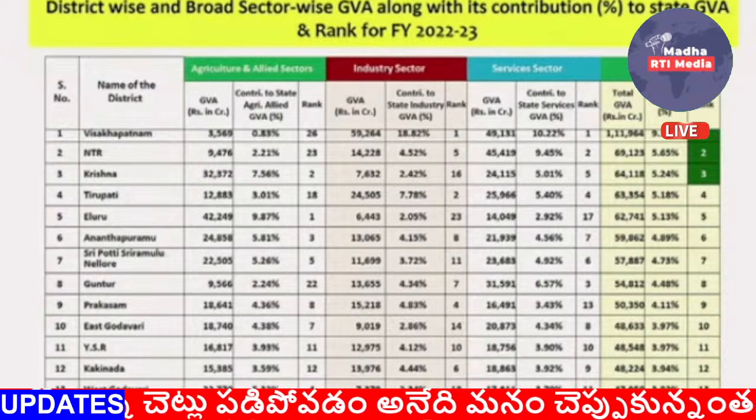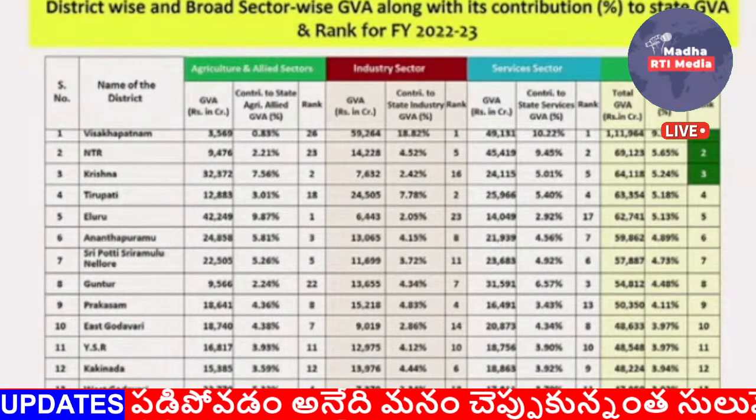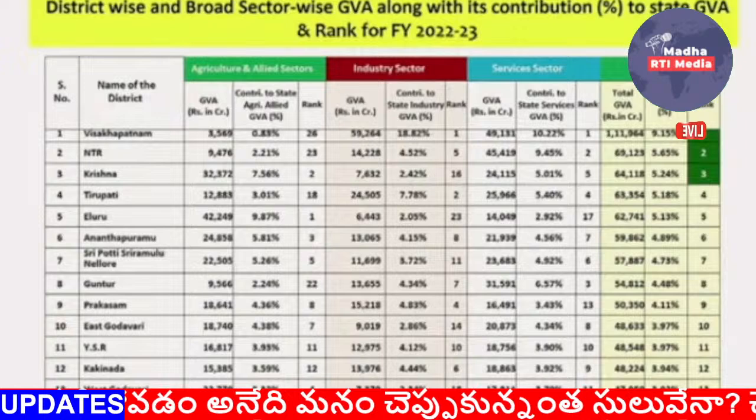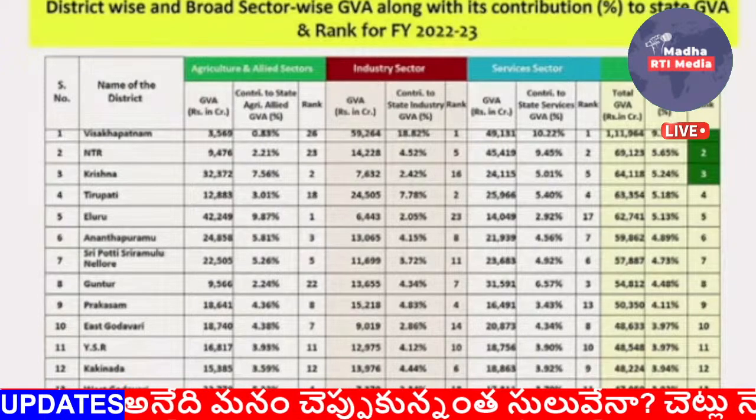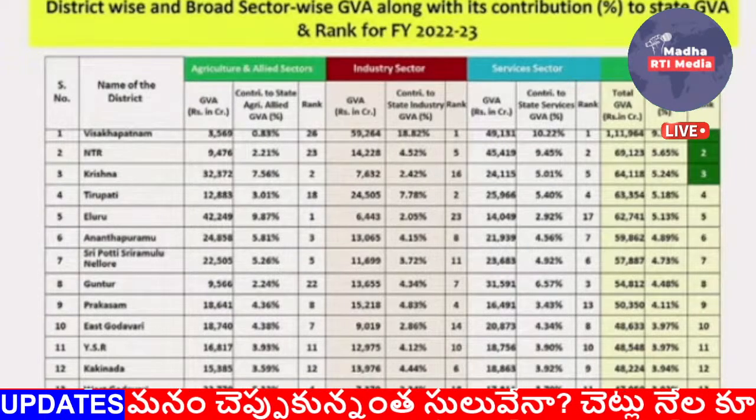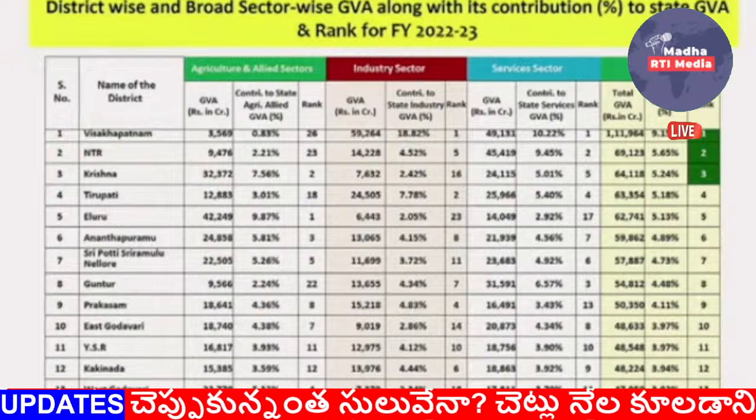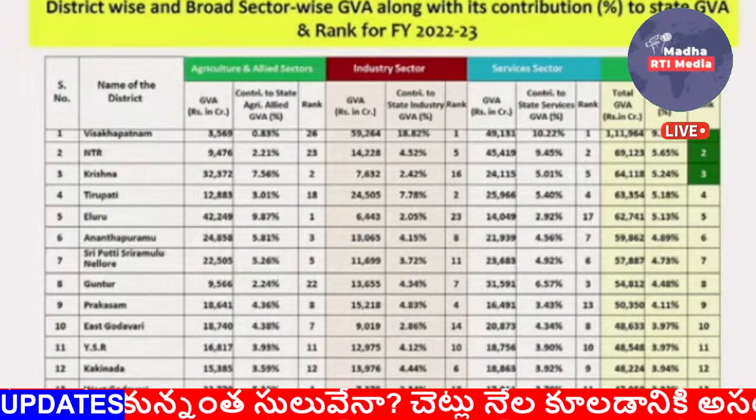Whereas services is nearly 14,000 crores. It made all the difference. Agriculture alone cannot give GVA or GSDP or GDP.